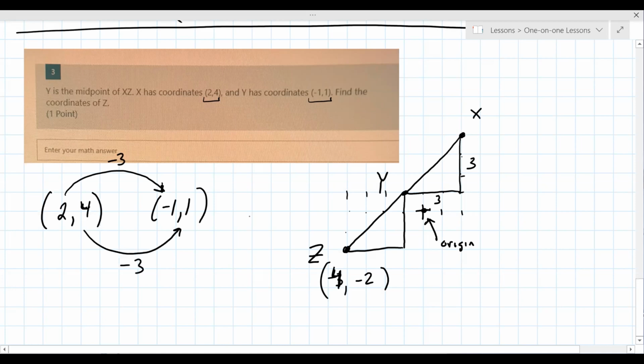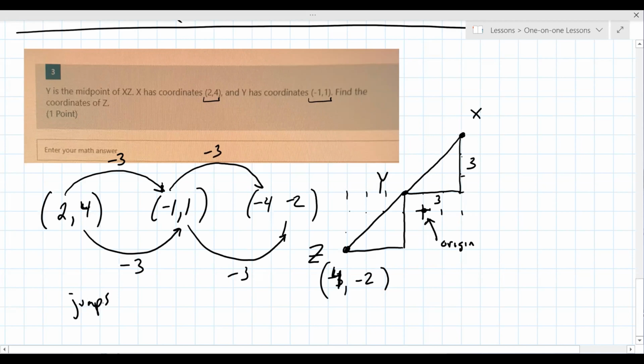So this new ordered pair here, I have to subtract 3 from that number. So -1 subtract 3 is -4. 1 subtract 3 is -2. The same thing we got here. Oh, okay. So I call these jumps. But you can do that or you can make the triangle, whatever you kind of prefer. Both work really well.